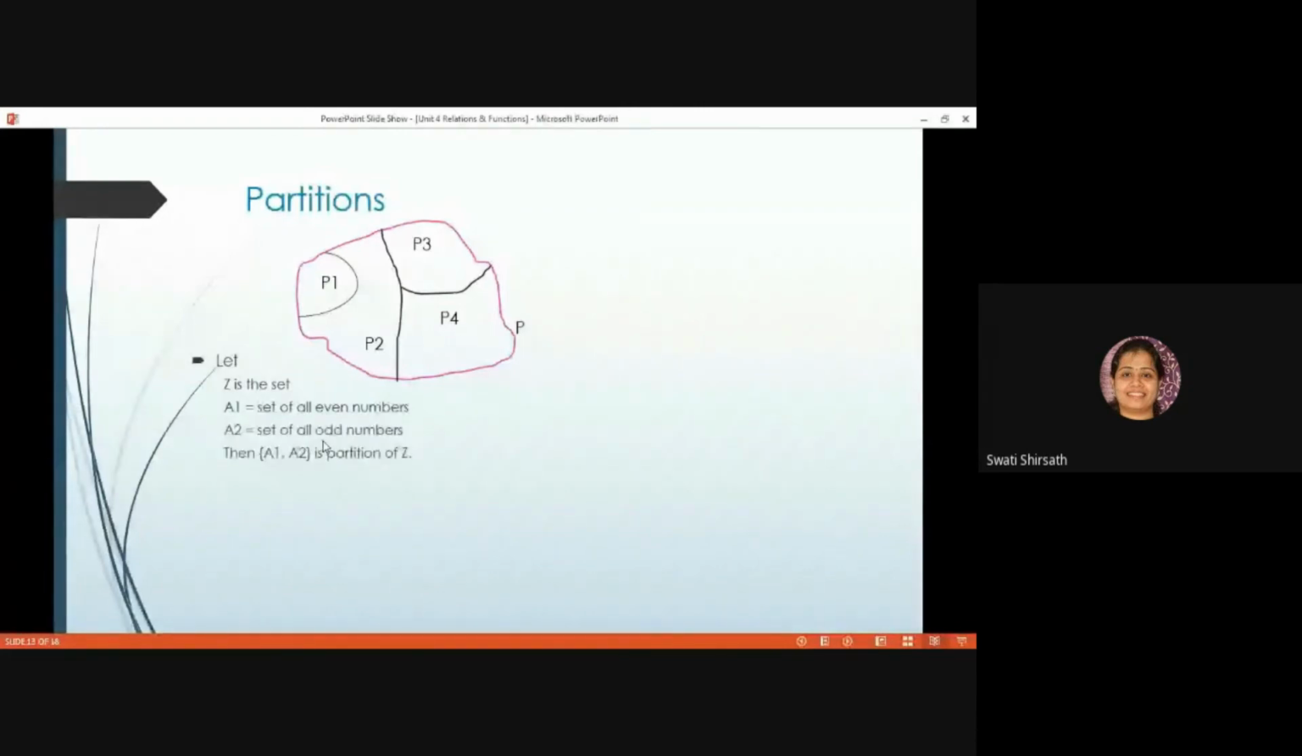So Z is the set, the set of integers, which has A1 partition, which is the set of all even numbers, and A2, which is the set of all odd numbers. So here A1 and A2 are the partitions of Z. Okay. So I have divided Z into two partitions, A1 and A2. Now here you will say that the intersection of these two is equal to the null set. Okay. So how can we generate an equivalence relation from a given partition?